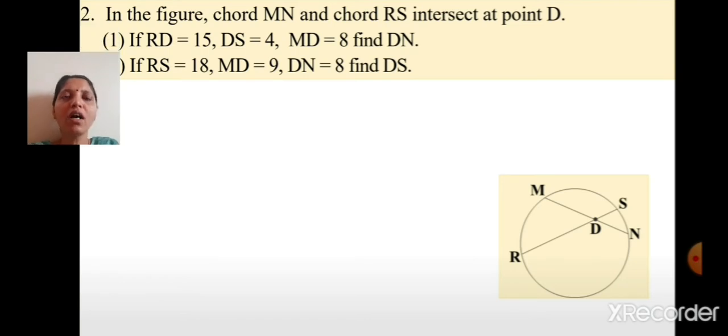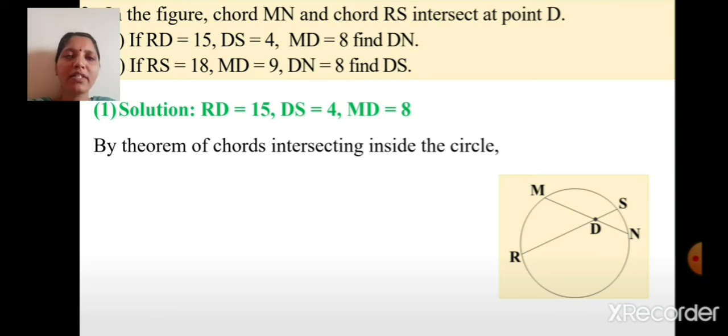In the given figure, chord MN and chord RS intersect at point D. If RD is equal to 15, DS is equal to 4, MD is equal to 8, you have to find the length of DN. And second, if RS is equal to 18, MD is equal to 9, DN is equal to 8, find DS. Okay, so these are the segments of the chords given and you have to find any one segment. If you observe this figure, it is nothing but internal division of chords. So you can use the theorem of internal division of chords. Okay, so let's start with the solution.